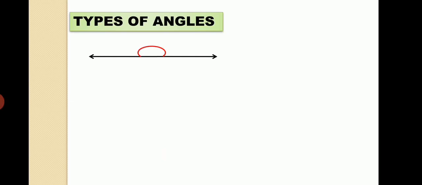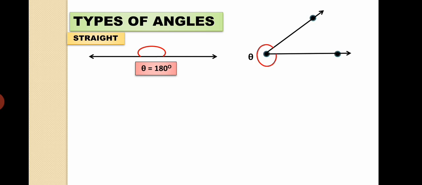Look at this diagram also. As you can see here, this angle is exactly equal to 180 degree and this type of angle is called straight angle. Another diagram is showing this angle is greater than 180 degree but less than 360 degree, and these types of angles are called reflex angle.